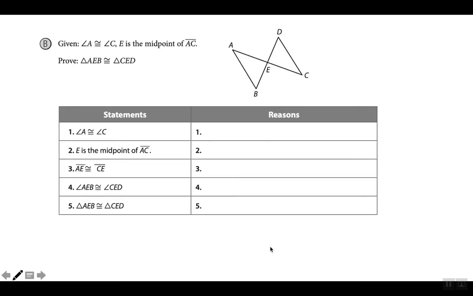All right. So look, here's one. I'll fill it out. Okay, so the first information they always give you is the given information. Lo primero siempre es given. Angle A is congruent to angle C. It says it right here. Ángulo A congruente a ángulo C. Next one, E is the midpoint of segment AC. That's right here as well. E is the midpoint of segment AC. That is also given.